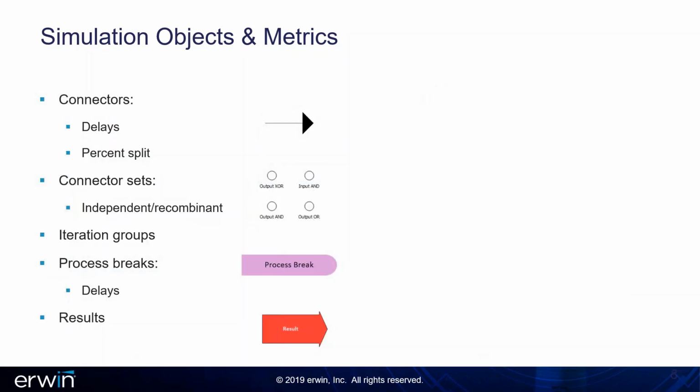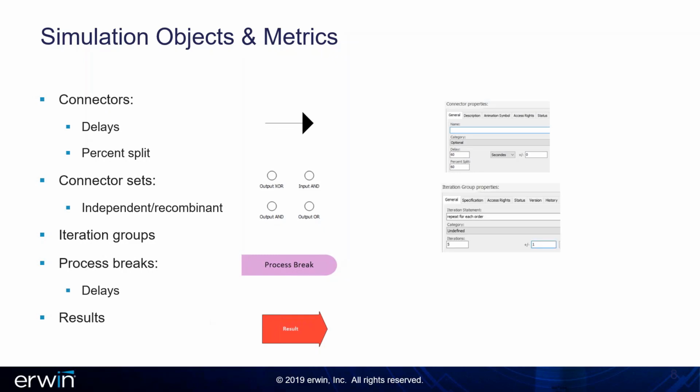In addition, we also have connectors. Connectors allow us to specify a delay and a percent split. We have connector sets, which can be either independent or recombinant. We have iteration groups, which can have a number of iterations. Process breaks, which can have a delay, are kind of like a connector, but it's a larger object on the diagram and must be restarted by an event. And then we also have results. The results do not actually have any properties that we have to put in to simulate, but they are used to capture the metrics during the simulation.